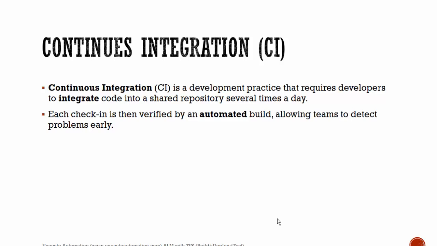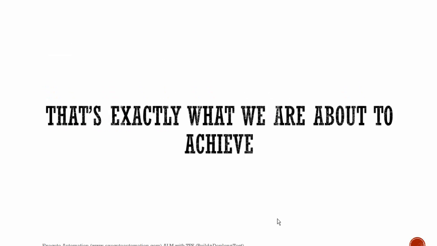But understanding the concept of continuous integration is important in this video, since what we're going to deal with right now is a kind of continuous integration. It's not exactly continuous integration, but it's close to it. Each check-in is then verified by an automated build, allowing teams to detect problems early. You can see that the word automated is bolded, and the reason is that's exactly what we are about to achieve in this video.